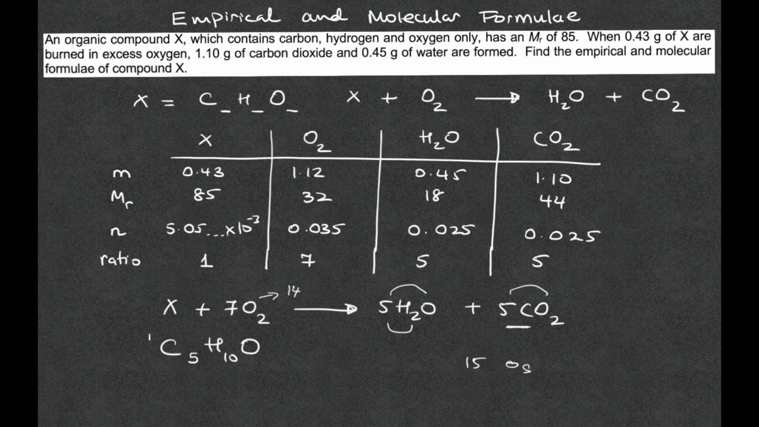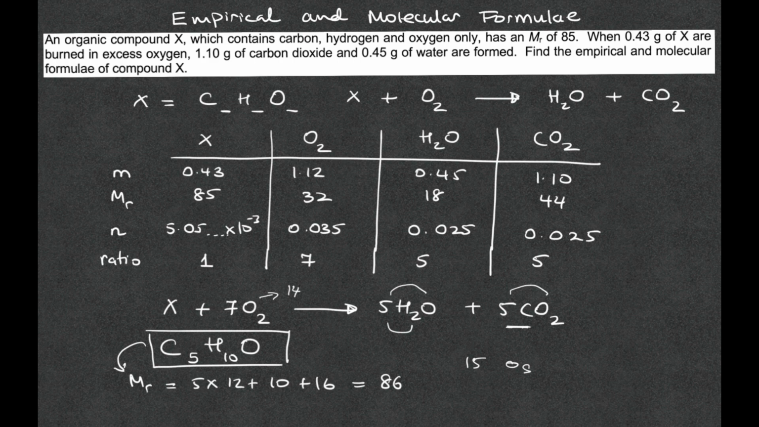So because this is the simplest ratio of all the atoms, this is our empirical formula. Now let's just check if the empirical formula is any different to the molecular formula. So the molecular mass of this very compound is going to be, well, let's work this out. So that will be 5 times 12 plus 10 plus 16. And that gives me 86.